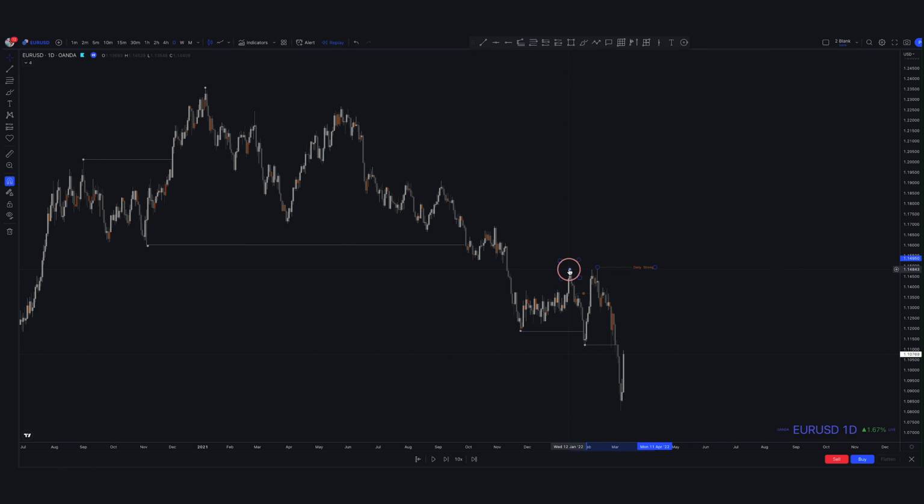So we can just copy, of course that's going to happen. We're going to copy this guy here, and that was the highest area price went before the break. So this is now our strong high.